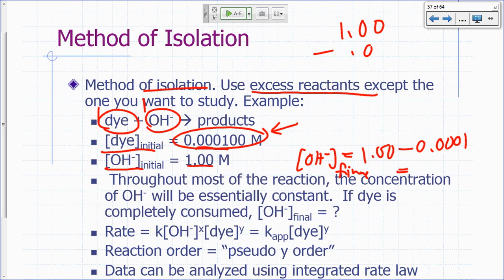What is 1.00 minus 0.0001? Yeah, but using sig figs, it's still 1.00, right? It's like saying you took a drop out of the bucket. It's still a bucket left, right? So, in other words, throughout most of the reaction, the concentration of your hydroxide will be essentially constant. So you use a large excess of one of the reactants. In this case, your final sodium hydroxide will still be the same as your initial. Okay?